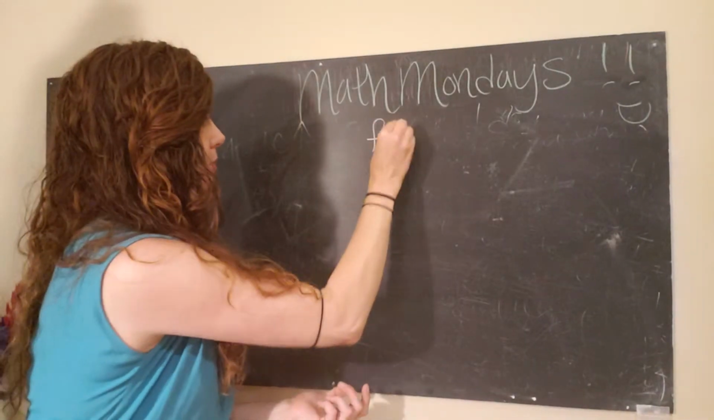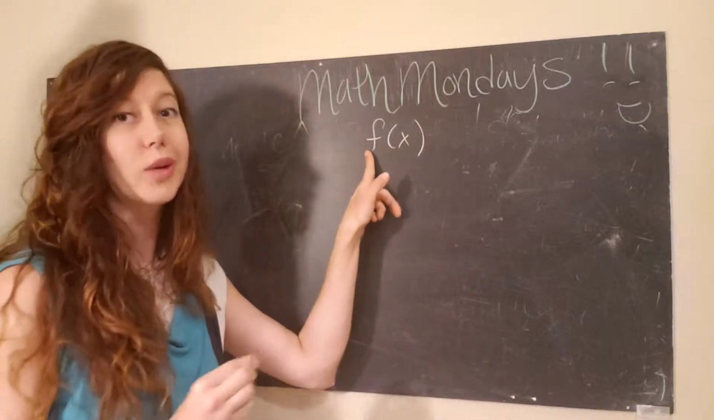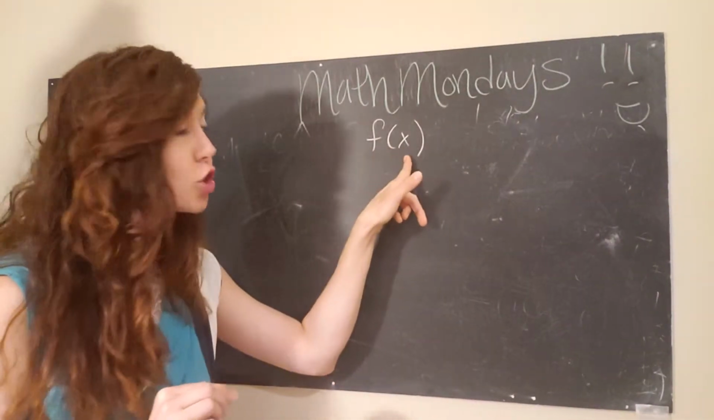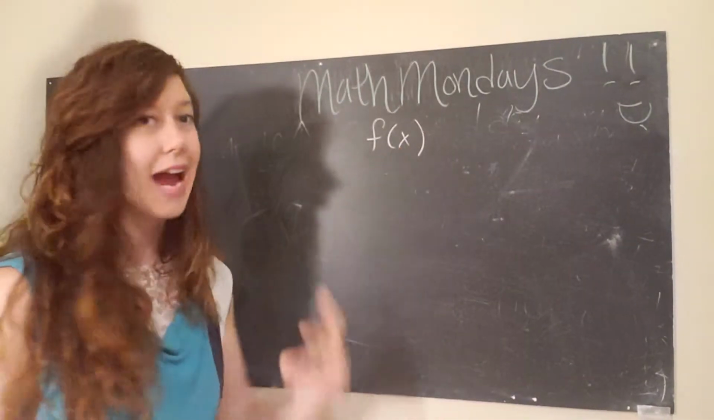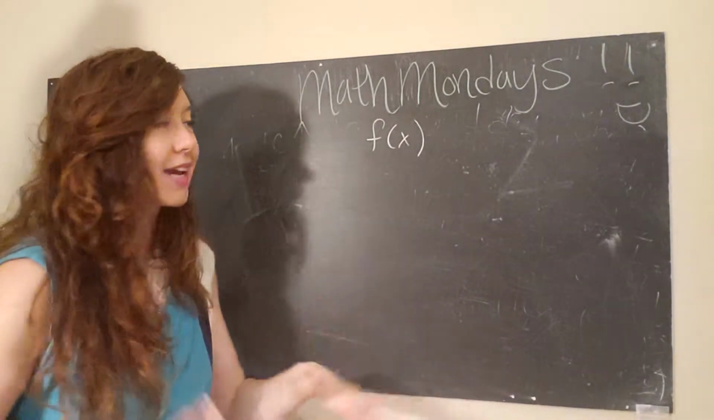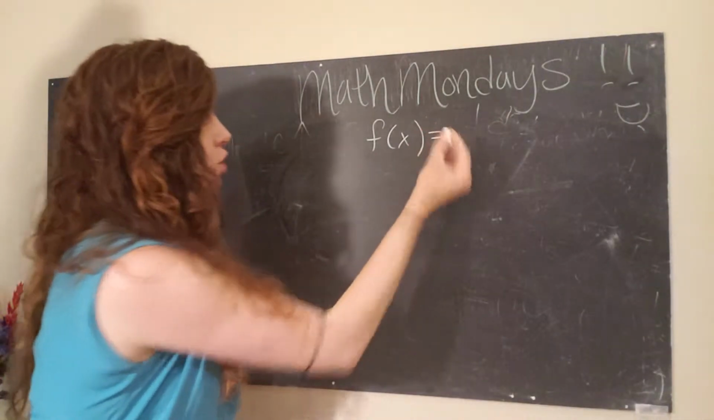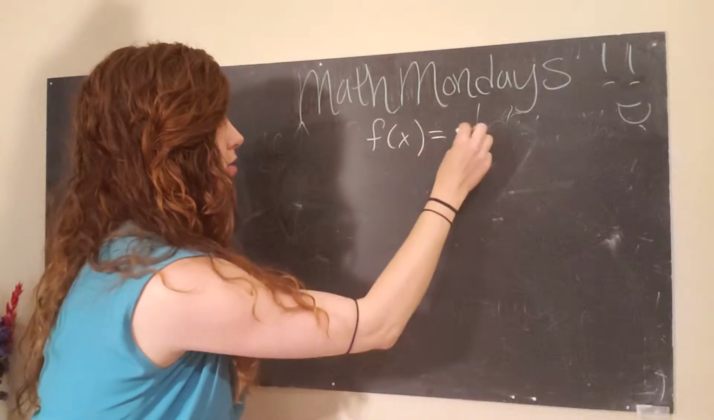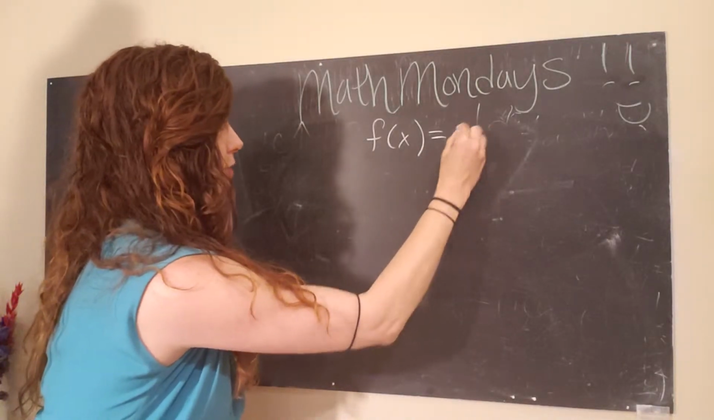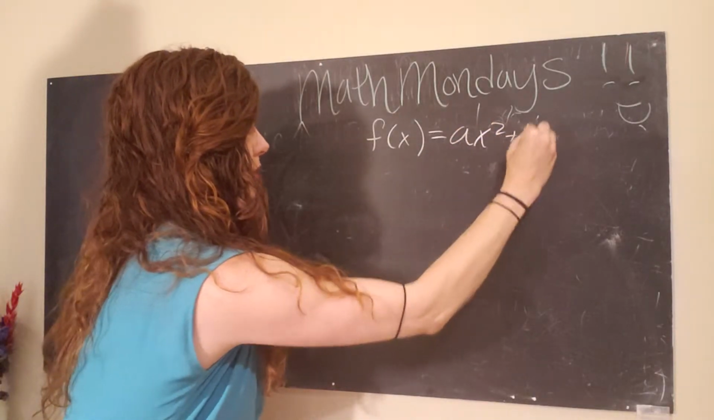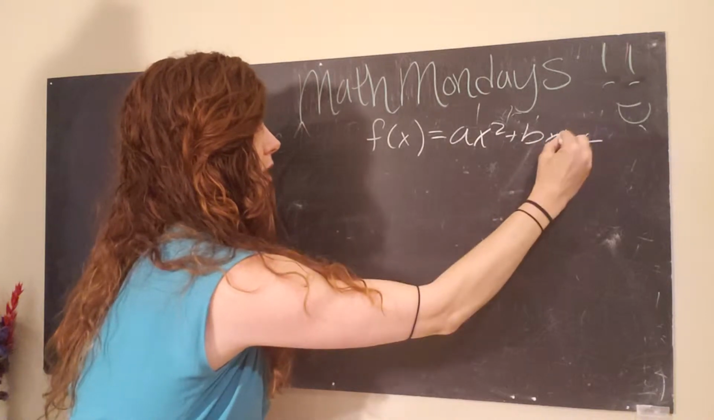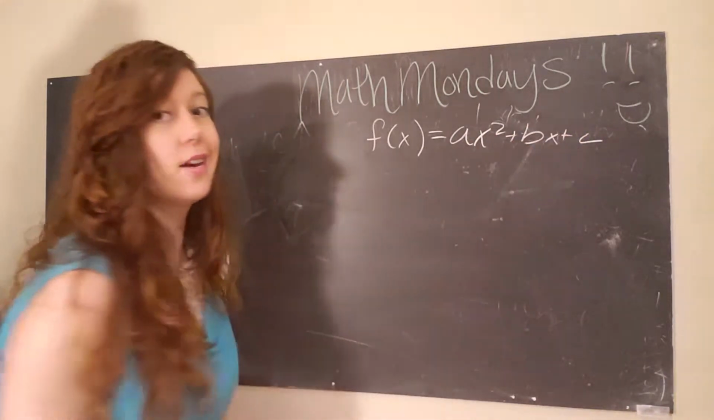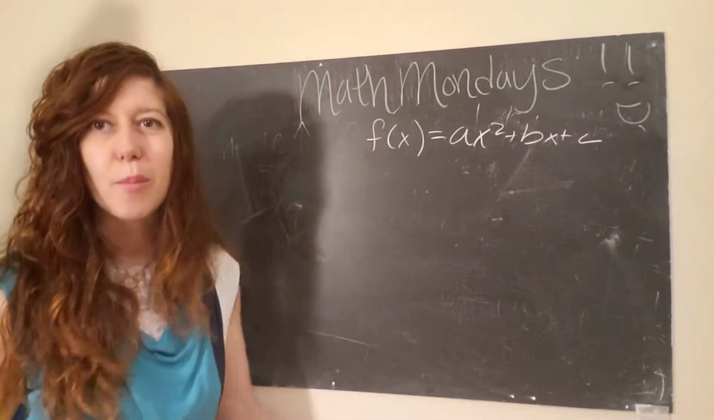Okay, so the first thing that I want to point out is that when I say a function, I mean something that looks like this. We can read this as f is a function of x, where x is our variable that can change over time. So I'm going to write two types of functions. I'm just going to pick one, ax squared plus bx plus c, where a, b, and c are constants or just numbers.